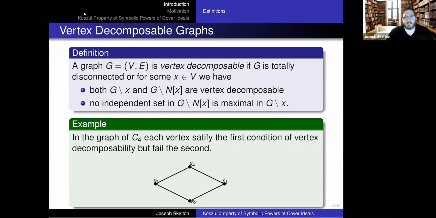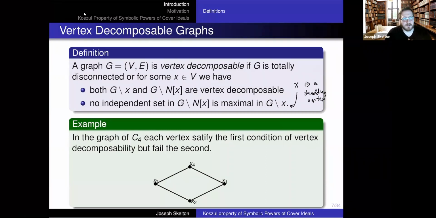It says that the graph is vertex decomposable if either it's totally disconnected, so no edges, or you have a vertex x where when you delete that vertex, you get a vertex decomposable graph. When you delete the neighbors of that vertex, you get a vertex decomposable graph. And no independent set in the deletion of the neighbors is maximal in the deletion of x. This second property actually says that x is a shedding vertex. So any vertex that meets that second property will be called a shedding vertex.